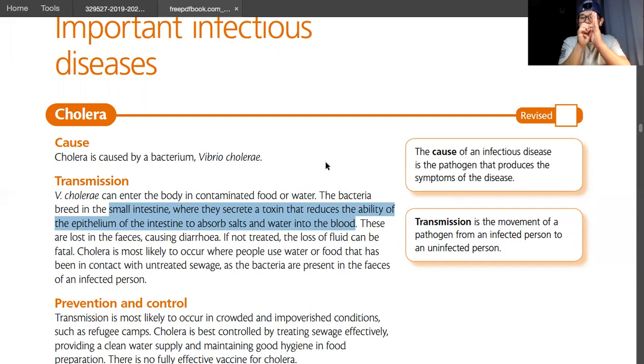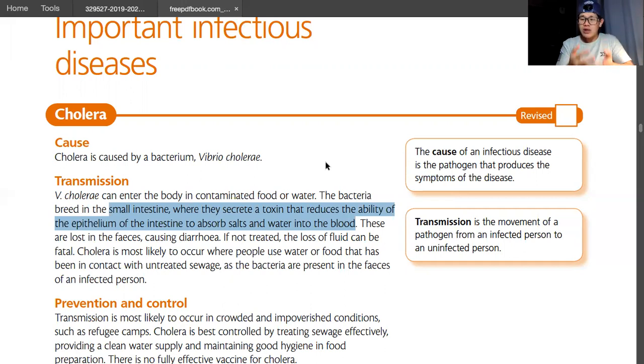Okay, and at the same time they will be releasing toxins. Okay, and these toxins are causing the leakage of sodium, as well as the leakage of water. So usually, the small intestine is to do with the absorption of water. That's where your water gets absorbed into your blood, your salts get absorbed into your blood. But this Vibrio cholerae messes up the absorption of water and the absorption of salt.